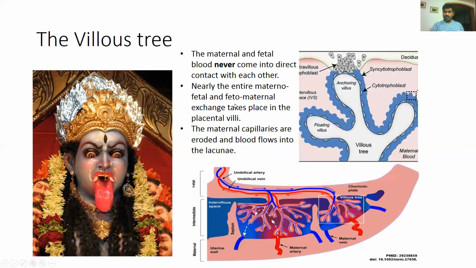As I explained before, these villi are responsible for transporting nutrients from the maternal blood and also for sending out the carbon dioxide from the baby's blood back to the mother's blood. So that's the reason why we see Kali being portrayed with a long tongue protruding, or hanging outside, as if she's literally sucking the blood. So it's a complex process.